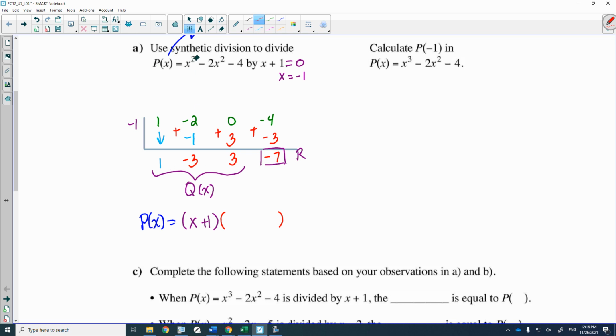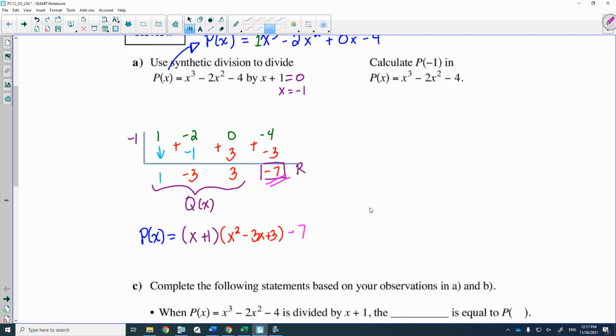And remember how to figure out what this quotient would be. If this is a third degree polynomial, your quotient would be a second degree. It's always 1 degree less. So that would be x squared minus 3x plus 3. And then you're going to add your remainder, which is plus -7. So I'm just going to write -7. That is your division statement.